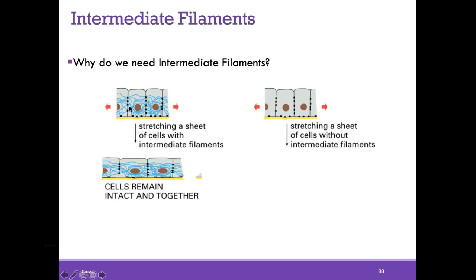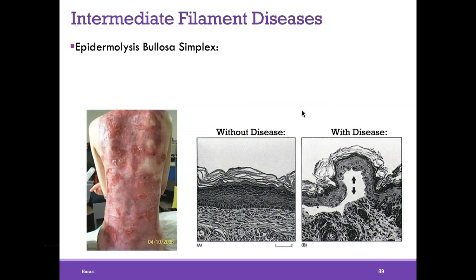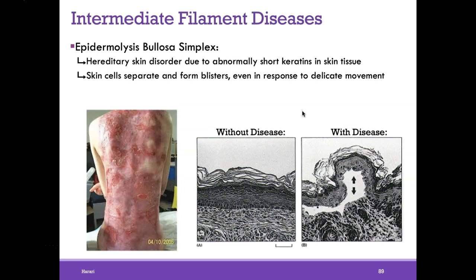Right? If you have intermediate filaments linking adjacent cells together, then the cells will remain intact even when they're stretched. However, without intermediate filaments, if I were to stretch that sheet of cells, all the cells would rupture. And unfortunately, that's what's seen in epidermolysis bullosa simplex. So this is a hereditary skin disorder that's due to abnormally short keratins in skin tissue.